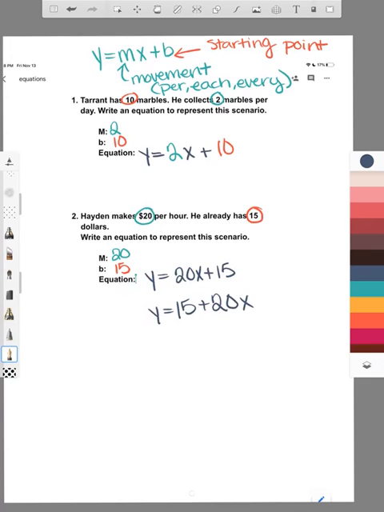All right, so that was just a quick rundown of how we convert word problems to equations. If you want any more assistance, go back and refer to the day that we actually went over that as well.